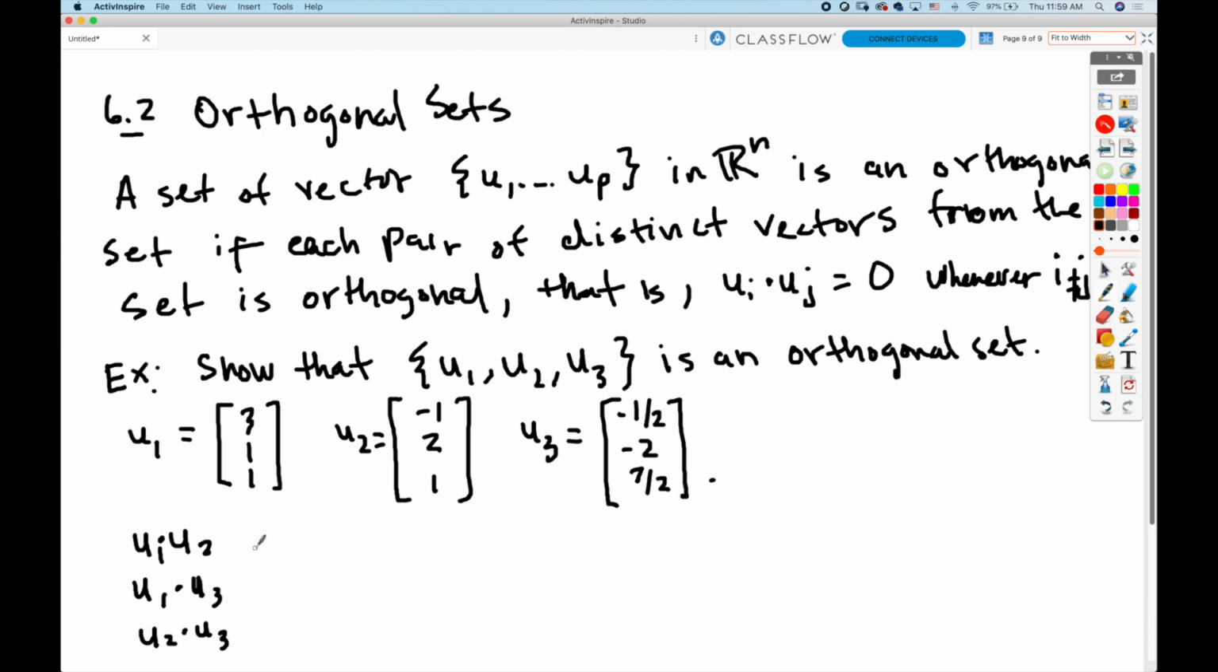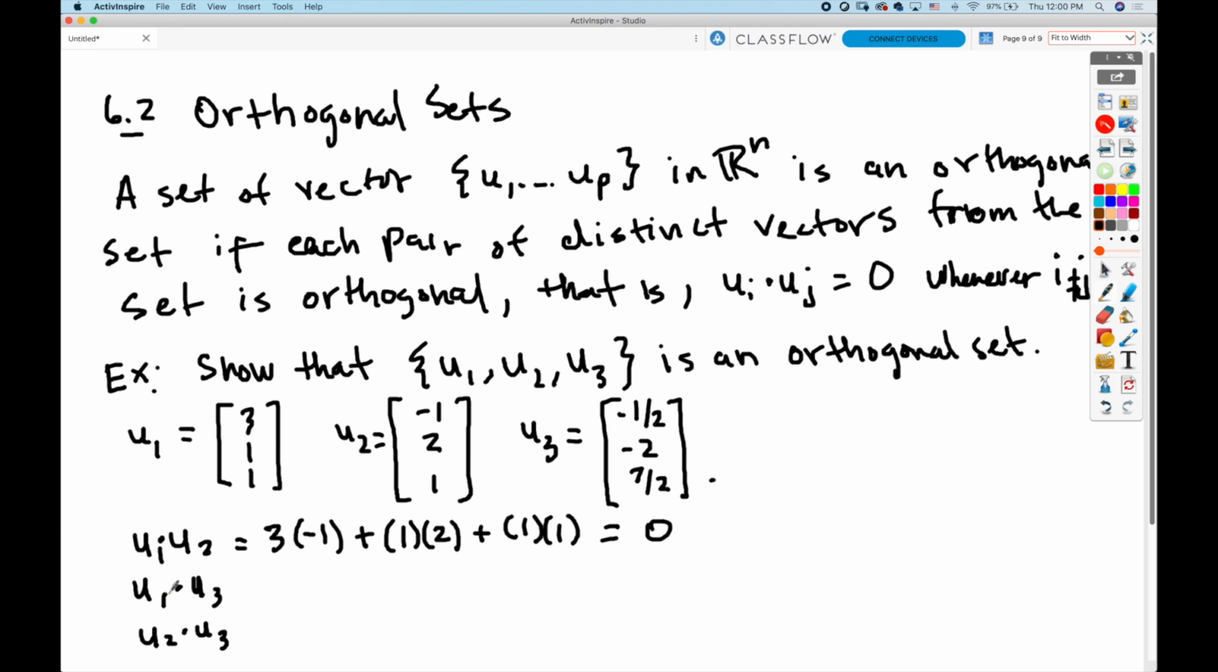So let's do u1 dot u2. This is going to give me 3 times negative 1, plus 1 times 2, plus 1 times 1. Let's see if that gives me 0. This is negative 3 plus 2 plus 1. That's correct. That's 0.